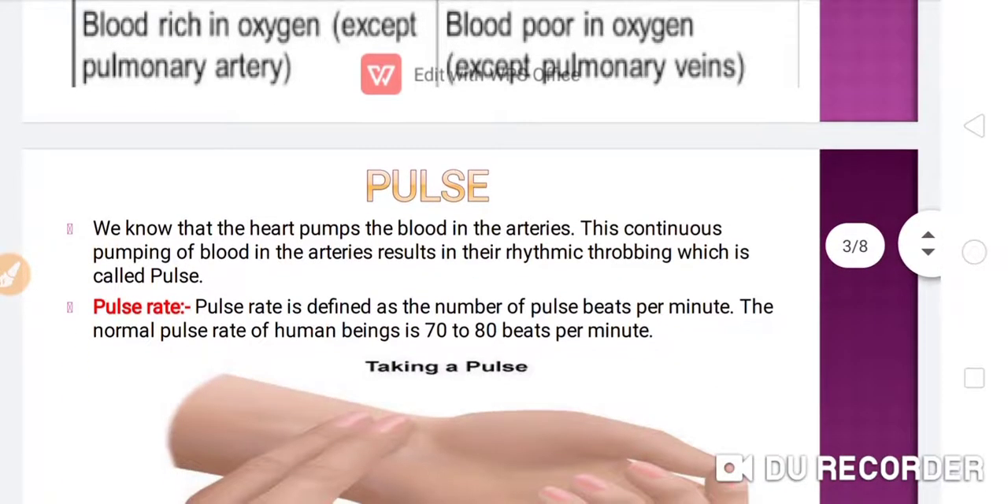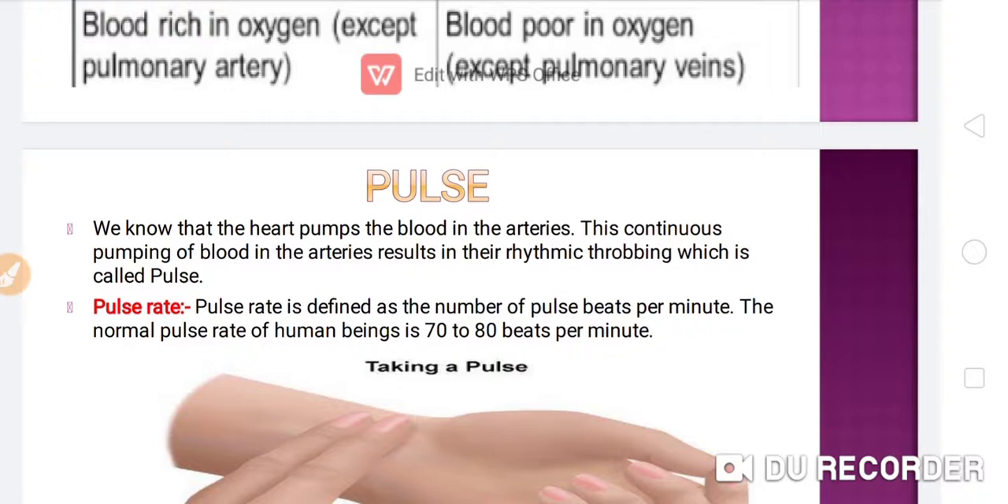Now next, the pulse. That is a core point which we have to discuss. As we know, the heart pumps the blood in the arteries. This continuous pumping of blood in the arteries results in their rhythmic throbbing. Rhythmic throbbing means flip flop. This rhythmic throbbing is called pulse. That is known as the pulse.